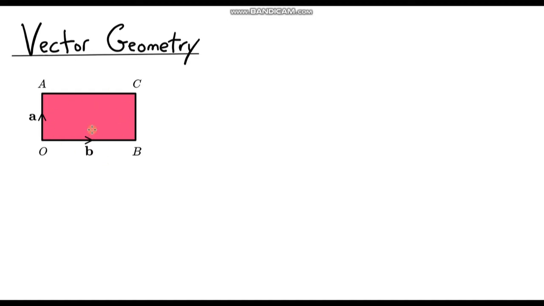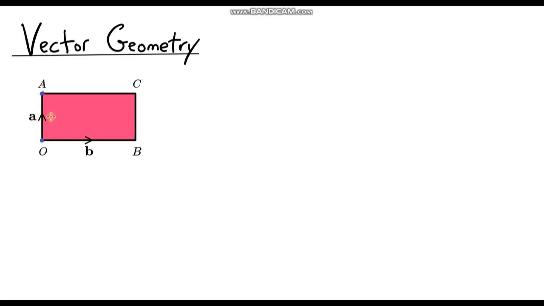So here we've got a rectangle, and you can see on our rectangle we've got two vectors. We've got vector A, which goes from O to A, and we've got vector B, which goes from O to B. Now what I want you to think about is how could we write the vector that starts at A and finishes at O? So we know to go from O to A is just A.